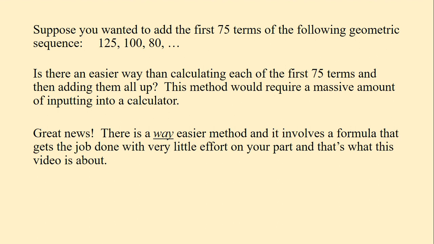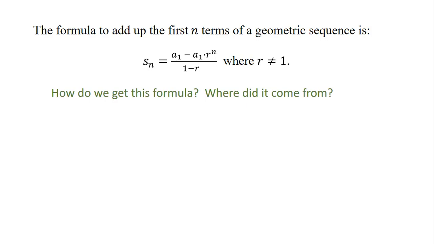Well, great news. There's a way easier method, and it involves a formula that gets the job done with very little effort on your part, and that's what this video is about. The formula to add up the first n terms of a geometric sequence, and it must be a geometric sequence, is S sub n equals the quantity a sub 1 minus a sub 1 times r to the n divided by 1 minus r, where r cannot equal 1. Otherwise, the fraction will be undefined.